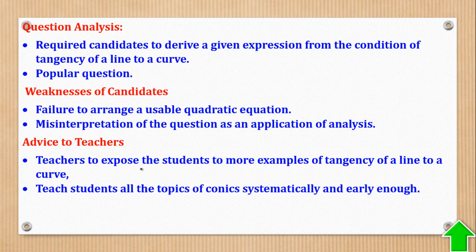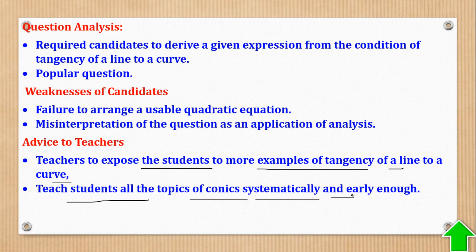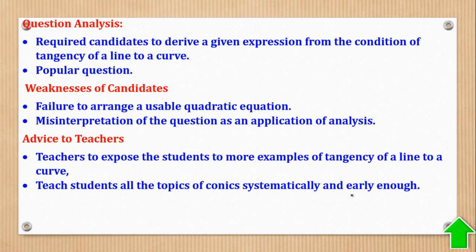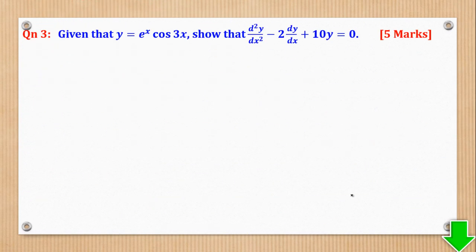Advise that teachers should expose students to more examples of tangency of a line to a curve. Then teach students all the topics of conics symmetrically and early enough. Okay. Then question 3. Question 3 is, now this is under calculus. It says, given that y is equal to this, show that this is equal to 0. So there are 2 options of doing such a question, and whatever you choose is okay.